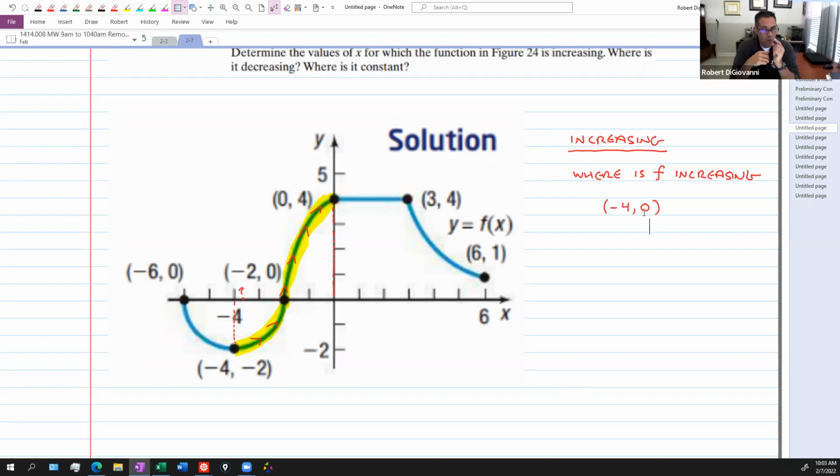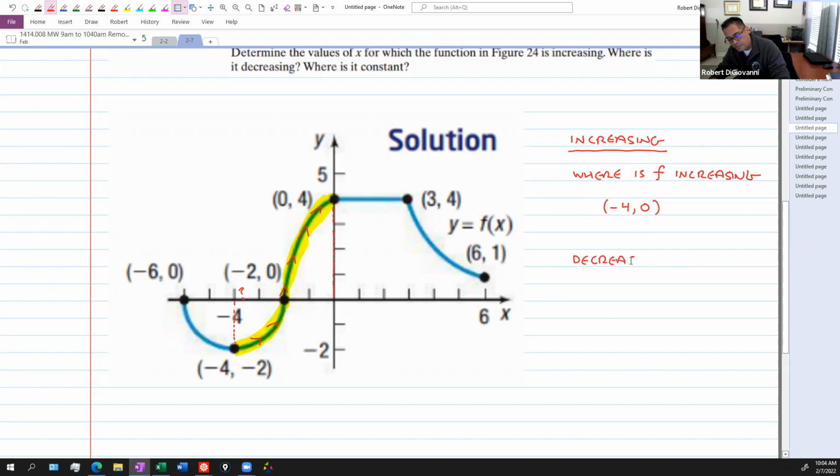When you're being asked to find where a function is increasing and decreasing, you figure out where it's going, or sorry, let's say increasing. You figure out where it's going up, and then you pick out the left x value and the right x value where it starts and stops. It's almost like a domain. And then that's your answer. So how about decreasing? Let's move on.